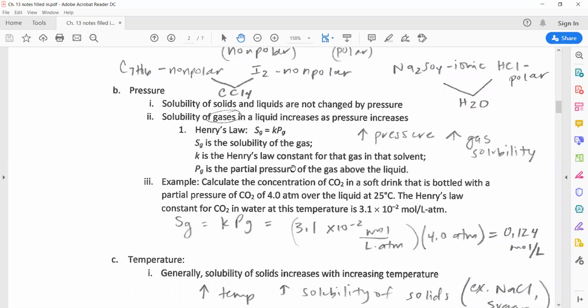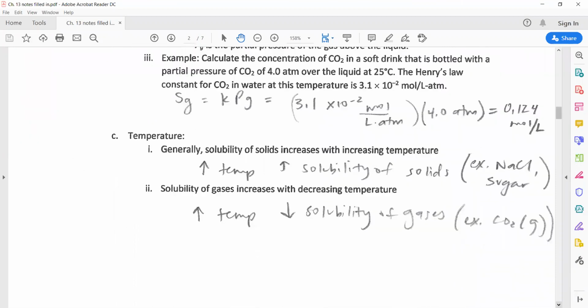So here we have Henry's law, an equation that helps us quantify the solubility of a gas under different pressures. Here, Sg is the solubility of the gas, k is a constant, and P is the pressure above the solution. Calculate the concentration of CO2 in a soft drink. The pressure above is 4 atmospheres, so that'll be the P of the gas, and we're at 25 degrees Celsius, which doesn't play a role here except for the given k value, and the constant is 3.1 times 10 to the negative second. So we plug in k, we plug in pressure, and here is our overall solubility at that time.